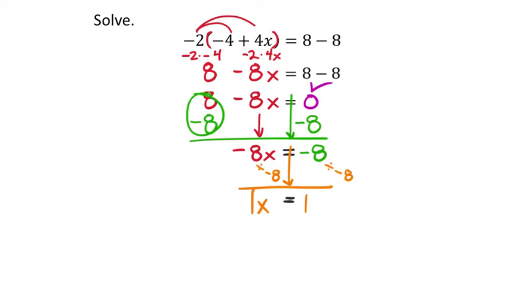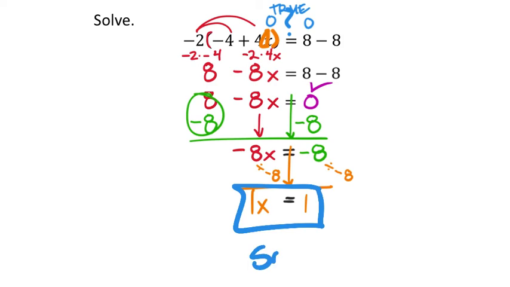Okay, so I go back to the original problem now. I say if I take this x and I replace it with a 1, will this give me a true statement? Well, on the right side, we already know that 8 minus 8 is 0, so that's fine. But what about the left side? So in my calculator, I got -2 parentheses, -4 plus 4 times 1, close parentheses. And when I push enter, I should expect to see 0, and I do. So I got 0 equals 0, that's true. And since I know it's true now, I can box this in knowing that that's my solution.